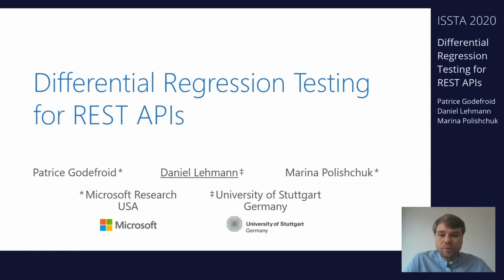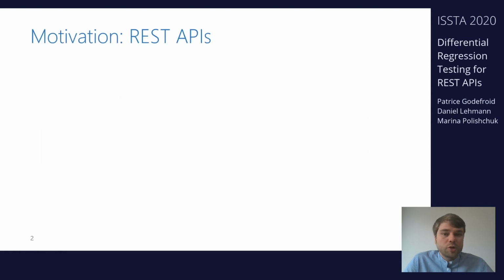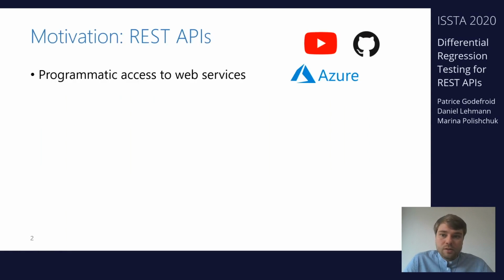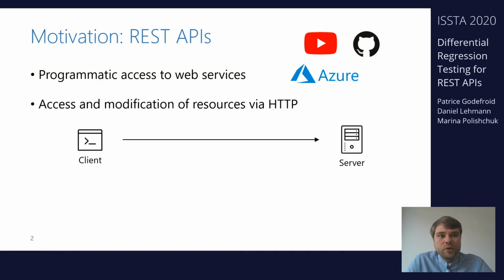Before I come to our approach, I first want to motivate why it is important to look at REST APIs. REST APIs are typically used to provide programmatic access to web services. That could be for mobile applications or automation, but most importantly, they are used in cloud services such as Microsoft Azure or AWS. In a typical REST API interaction, a client and a server communicate via HTTP.